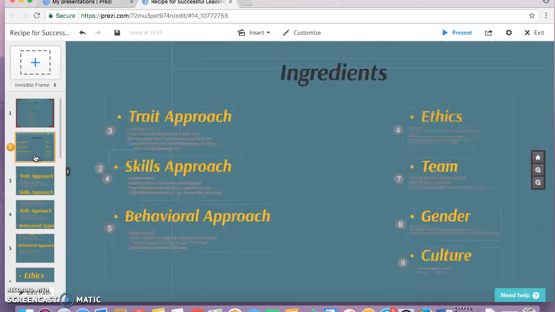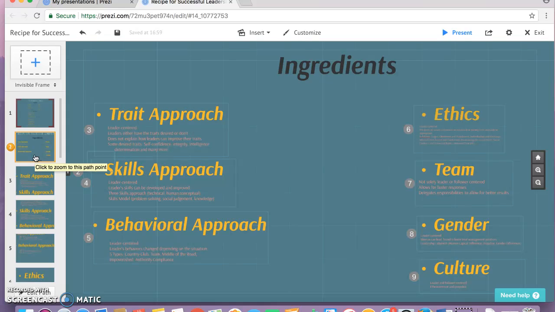So first we'll look at the ingredients, and I chose the ingredients to be the trait approach, skills approach, behavioral approach, and then the ethics, team, gender, and culture because they're all things that together I think a successful leader needs to have, and then you can use these different things to apply the other leadership theories.